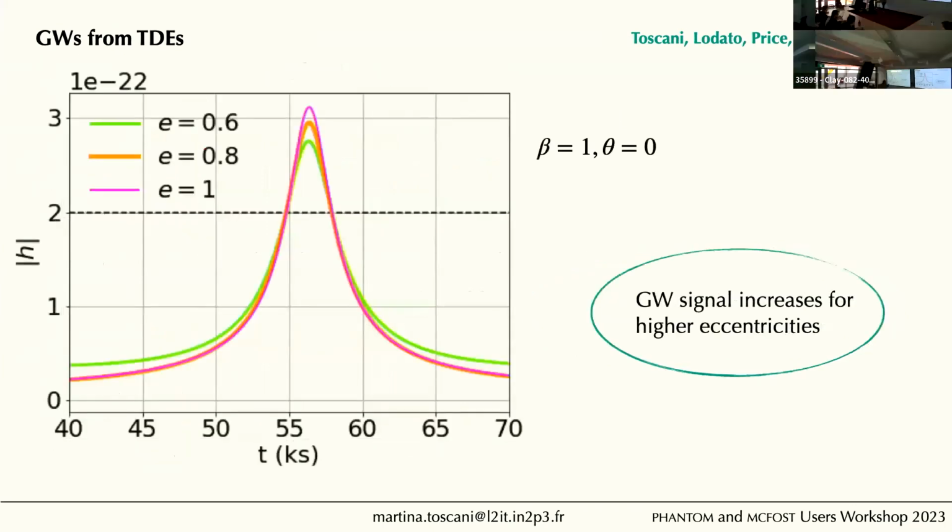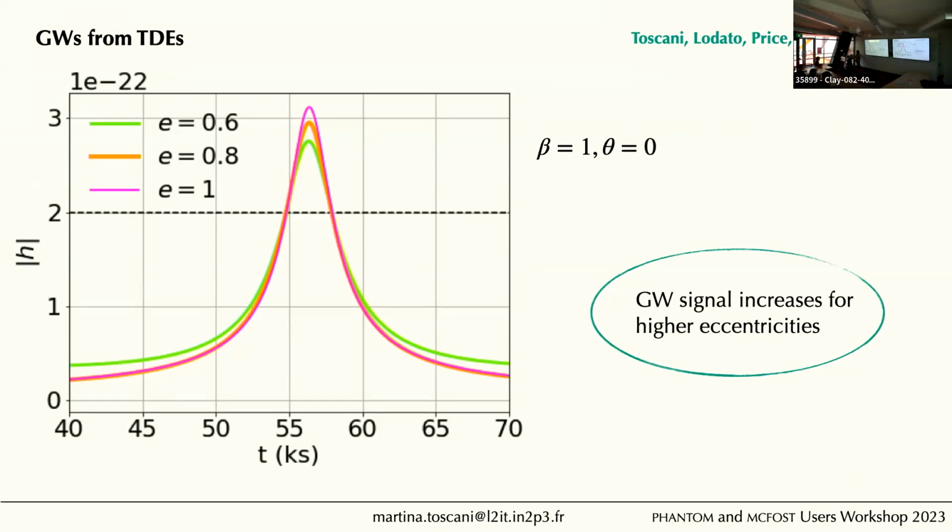Another result was to try to understand how the signal was affected by the eccentricity of the stellar orbit. And also in this case, you can see that the signal increases for higher eccentricity, which is also something that can be explained from a theoretical point of view. So all the results we got were consistent with what we were expecting from theory.